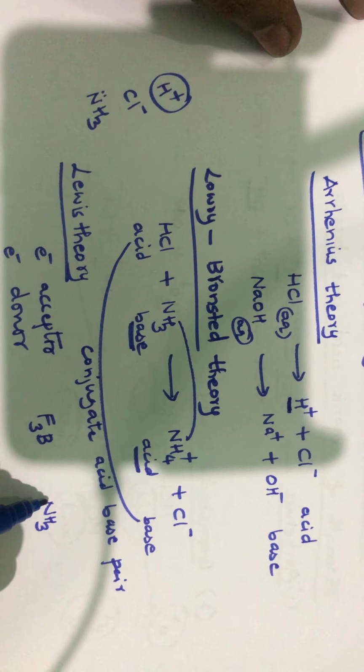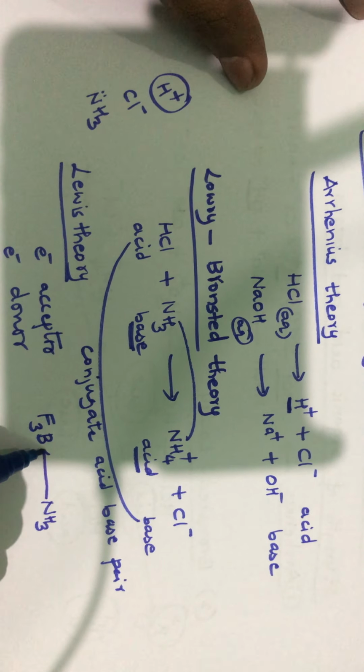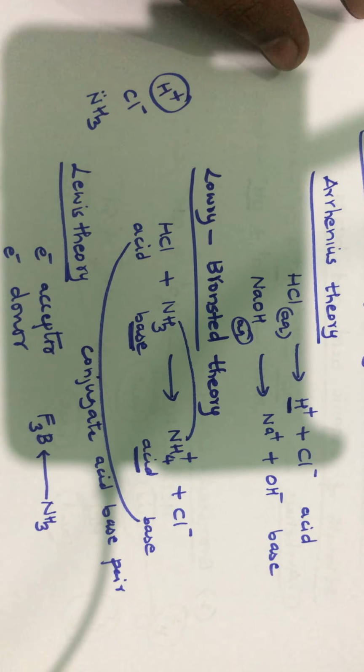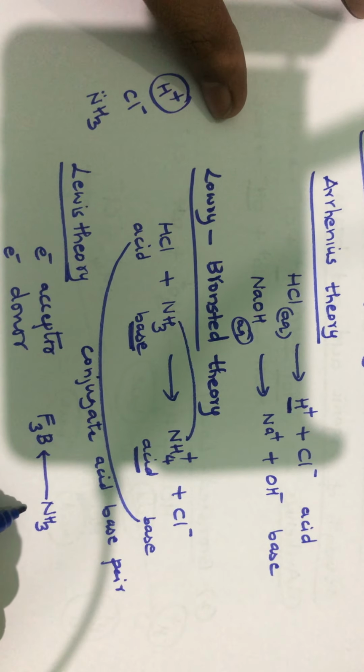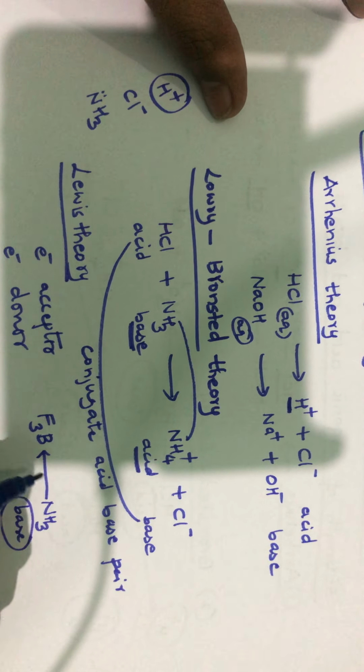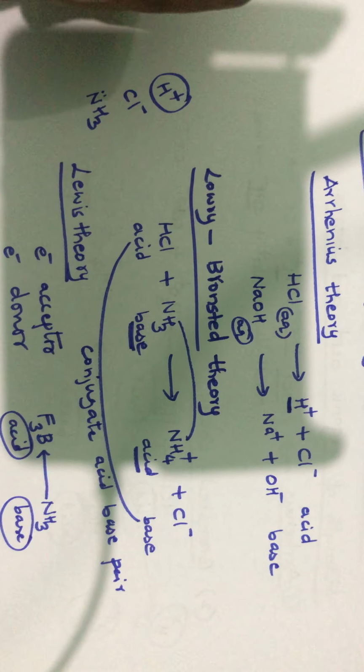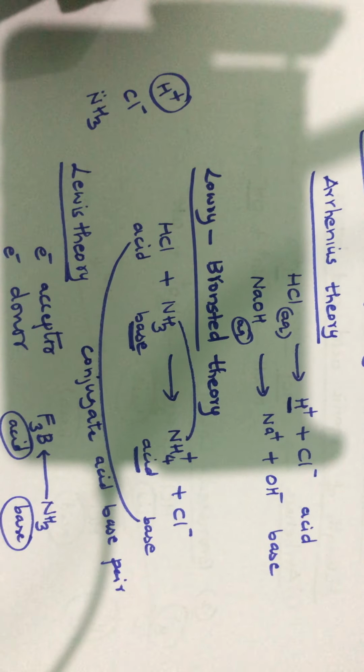Ammonia contains a lone pair of electrons, hence ammonia donates the lone pair of electrons to boron. Boron contains an empty orbital. So ammonia has donated an electron, so ammonia is a base. Boron fluoride has accepted an electron, so it is an acid. So according to Lewis theory, an acid is an electron acceptor and a base is an electron donor.